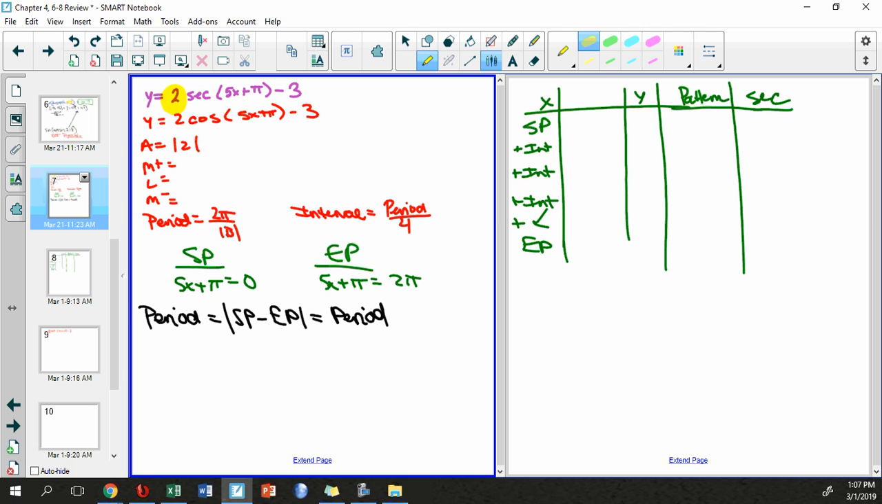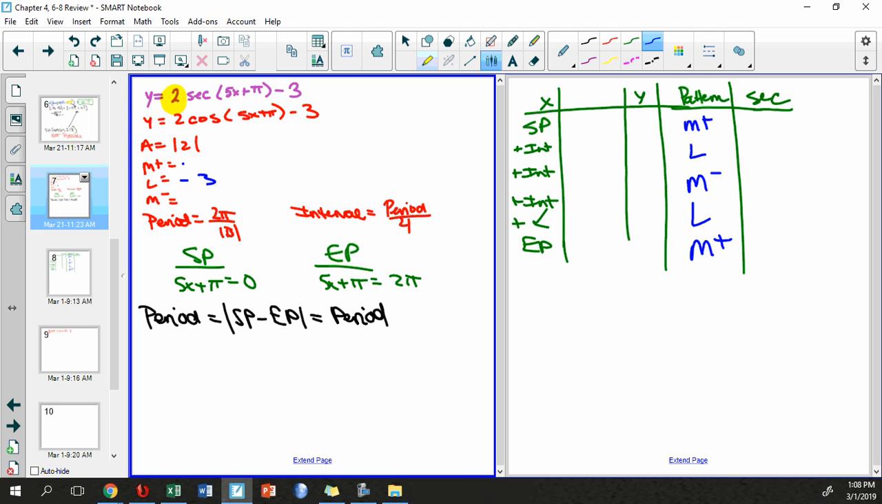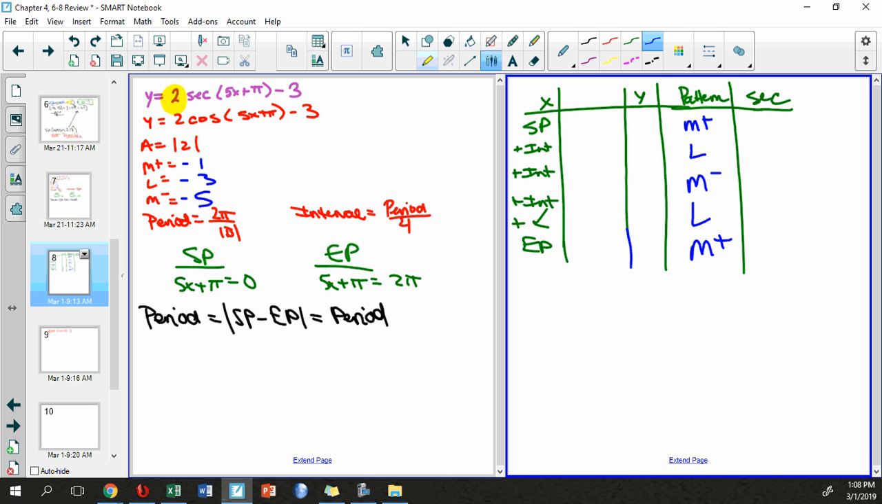Handlebars. My amplitude is positive, so is it still handlebars? Is it reflected? It's still handlebars. So if it's still handlebars, the pattern is going to be max, level, min, level, max. Correct? Yes? And you would put those physical numbers here. And I believe my level, just for the sake of this, is just going to be -3. My max is going to be -1, and my min is going to be -5. Okay? In this problem. So I would physically put those in here. So I'm going to have -1, -3, -5, -3, -1.